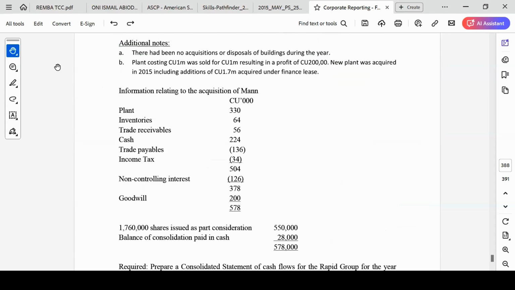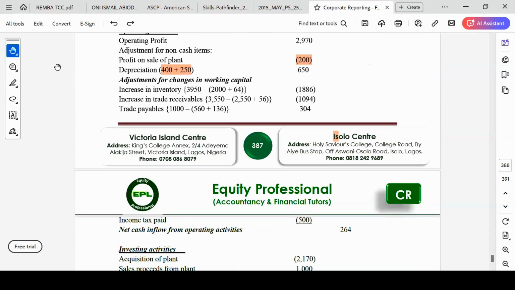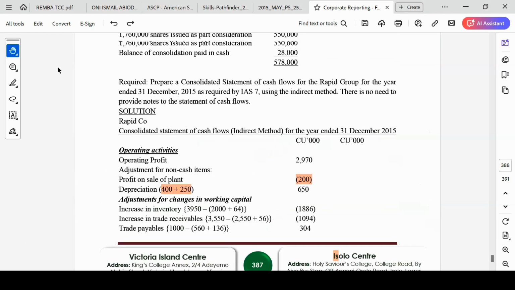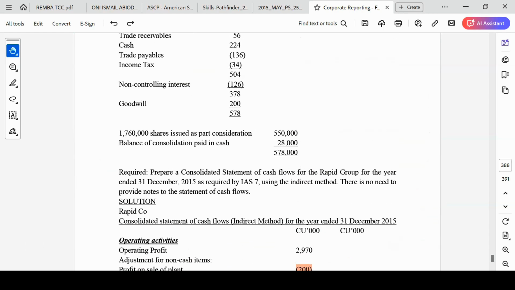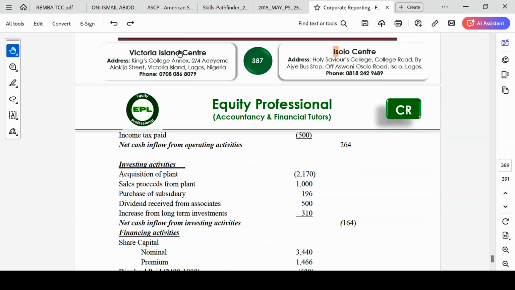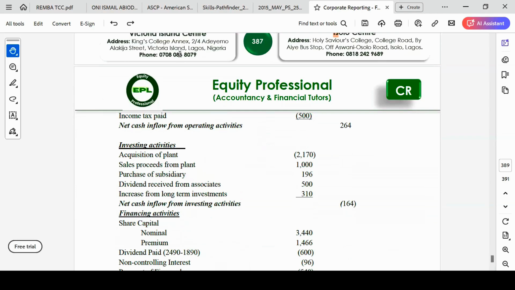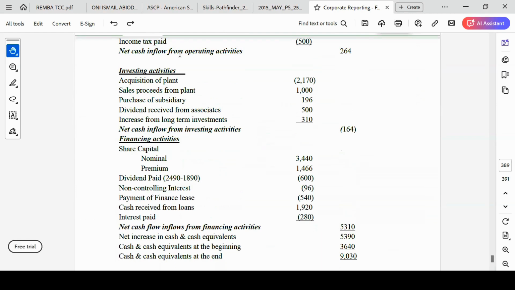That inventory at acquisition here, you see the 64. So when you come here, you see 2,000 was added to 64. Prior year, they added it together before they considered that 3,950. And that's how they got 1,886. They did the same thing for trade receivables because trade receivable of 56 was there. They did the same thing for payables. Payables of 136. Yes, 136 is here. All right. The income tax paid, we dealt with that. The income tax paid came to 500, and that was all for net cash inflow from operating activities.